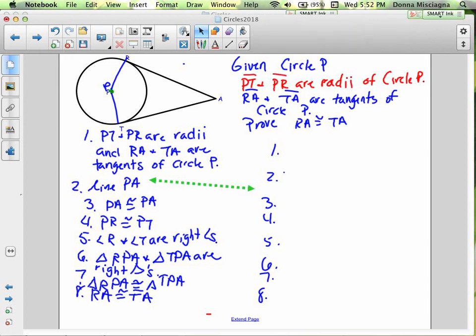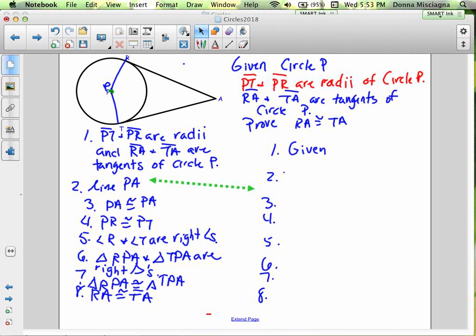So how do we know that PT and PR are radii? And how do we know that RA and TA are tangents? Well, we were told that. That's our given information. We need to have a circle, we need to have radii and tangents if we want to prove something about those tangents. So that is given information. You always have to have a starting point.